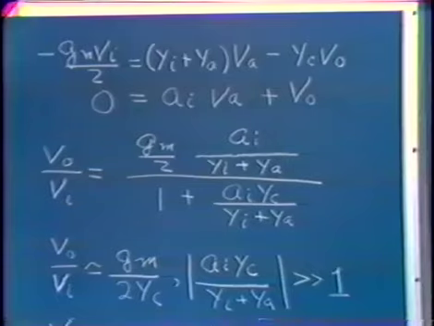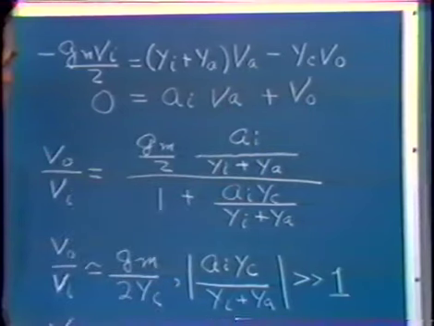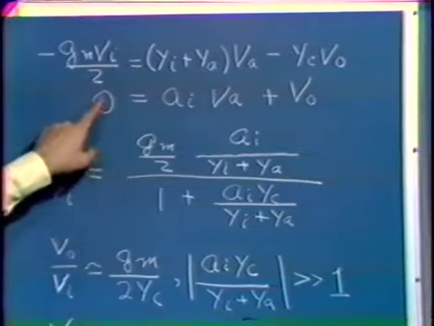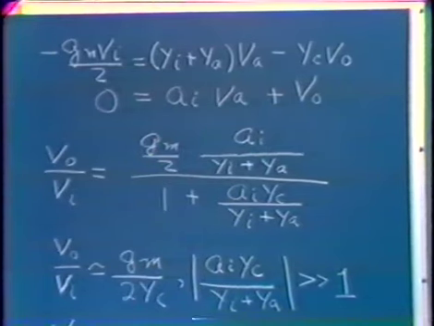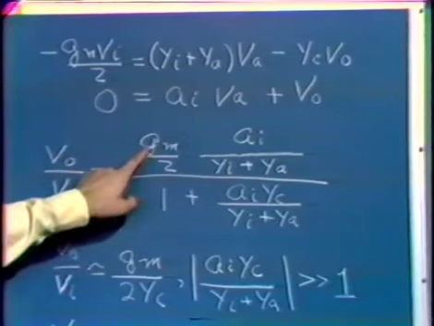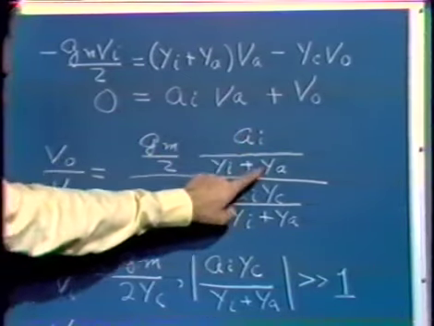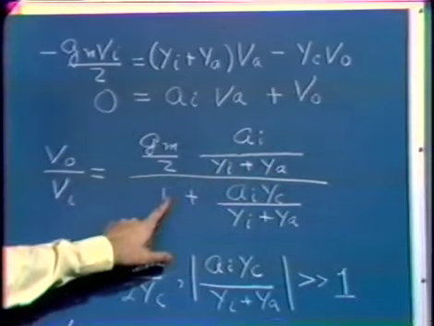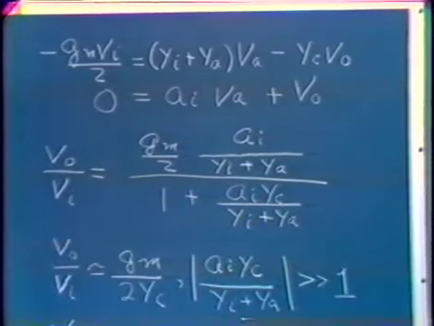The second equation reflects the fact that V out is simply minus AI times VA, the relationship for the dependent generator in the second stage. Rearranging terms, we get 0 equals AI VA plus VO. And when we solve this set of equations for the input to output transfer function, we obtain GM over 2 times AI over YI plus YA, over 1 plus AI YC over YI plus YA.